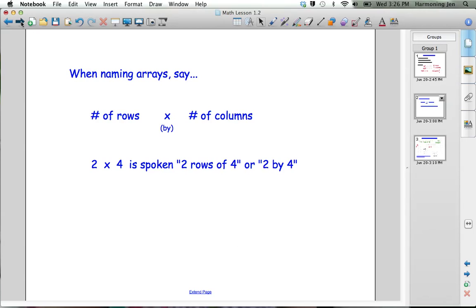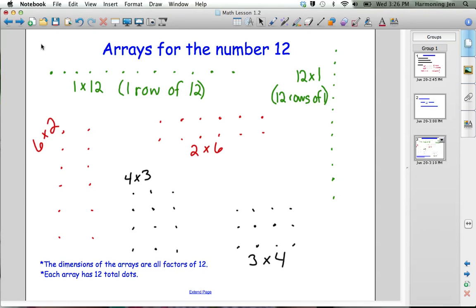Let's take a look at some examples. Okay, let's say we wanted to find all of the arrays for the number 12. Here are all of the arrays for the number 12. We've got a 1 by 12 array, which means there's 1 row of 12. So here we have 1 row with 12 dots in the row. The opposite of that one would be a 12 by 1, 12 rows of 1. So here we have 12 rows, there's only 1 dot in each row.